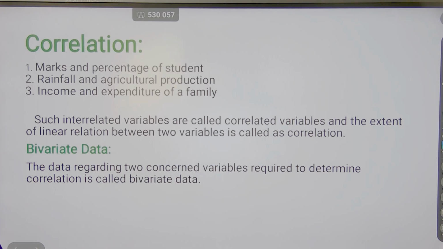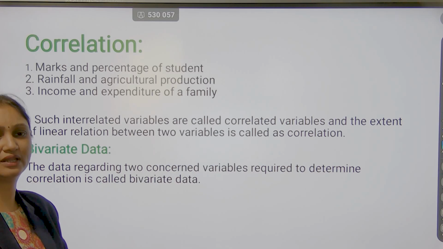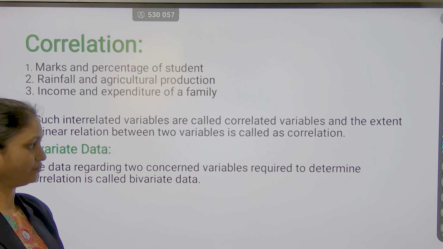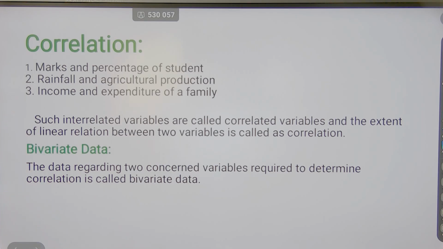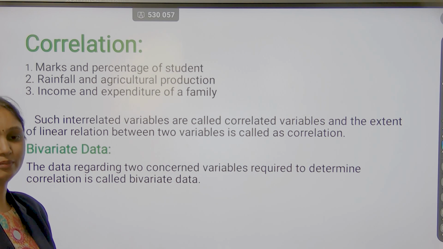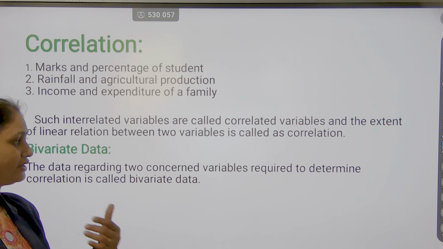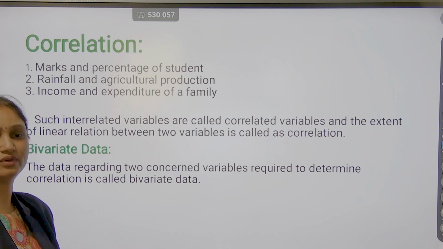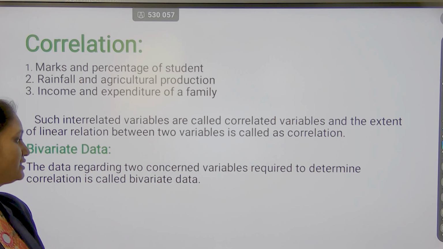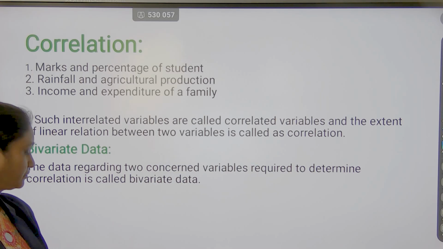So such interrelated variables are called correlated variables, and the extent of linear relation between these two variables is called correlation. Next is bivariate data. The data regarding two concerned variables required to determine correlation is called bivariate data. Whenever we are going to determine the correlation between two variables, we need data, and the data required is called the bivariate data.